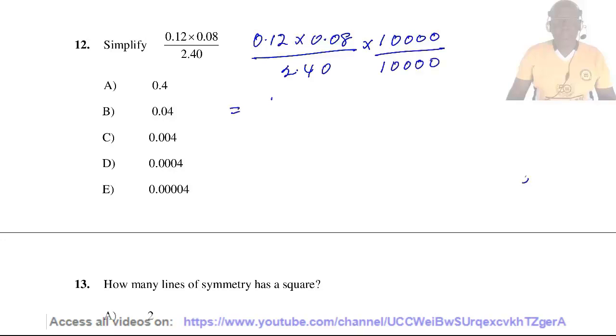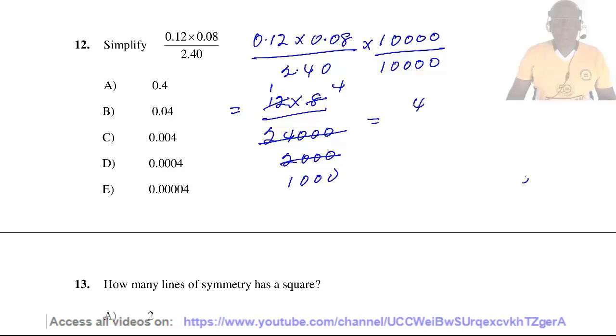This becomes 12 times 8 divided by 2, 4, 0, 0, 0. 12 goes here 1, 12 goes here 2, 0, 0, 0. 2 goes here 4, 2 goes here 1, 0, 0, 0. So we shall get 4 divided by 1, 0, 0, 0, which equals 0.004. So the answer is C.